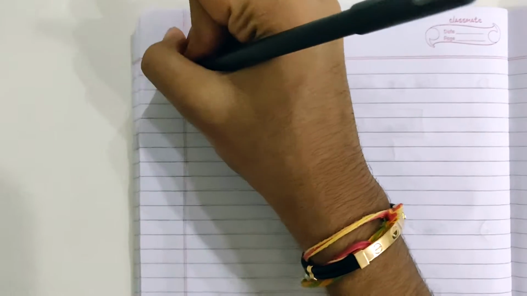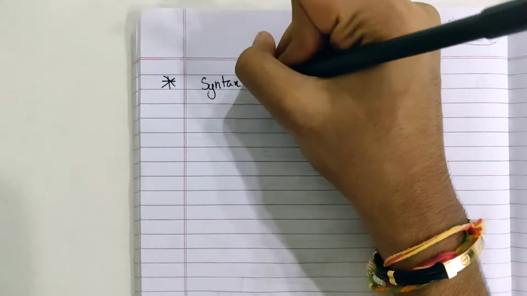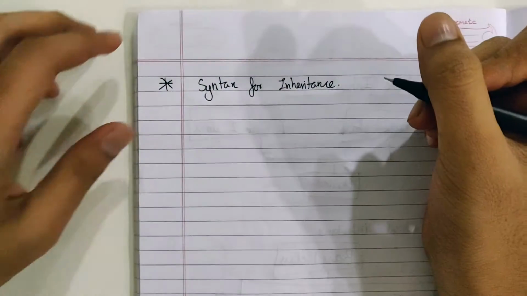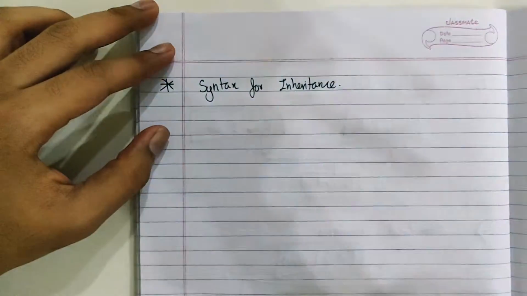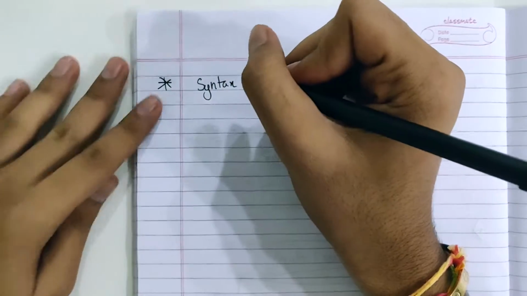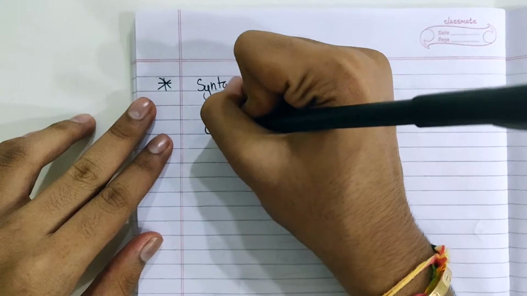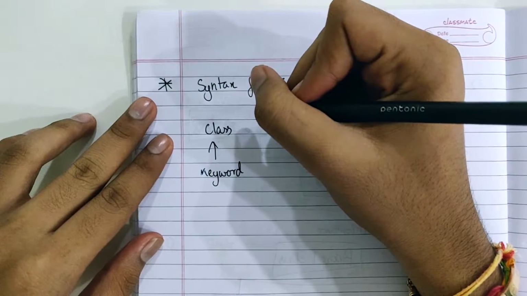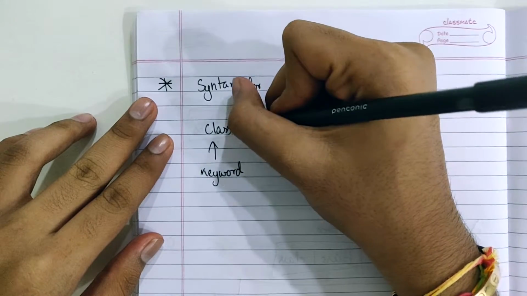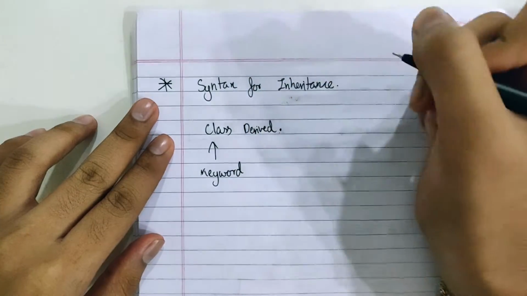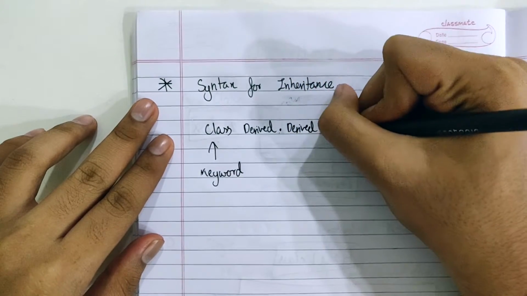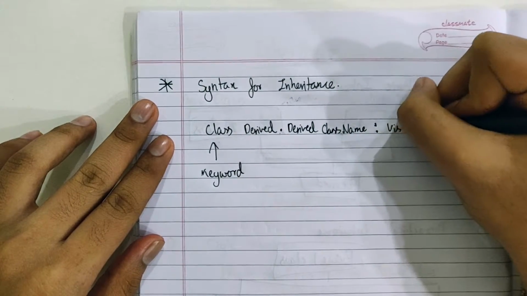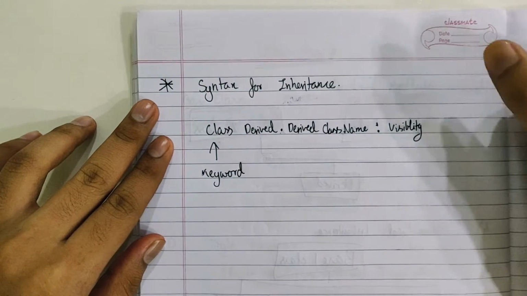Now, what is the syntax for this? The syntax for inheritance is quite simple if you understand. First you write the name of the derived class, and before that you use the keyword class. So class is the keyword, then the derived class name, and then you write the visibility type, and then you write the name of the base class.